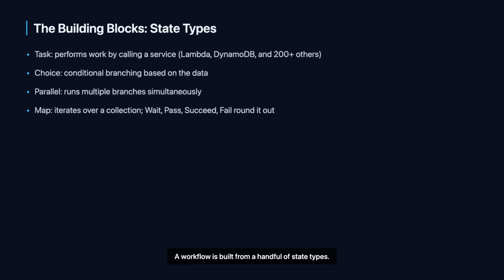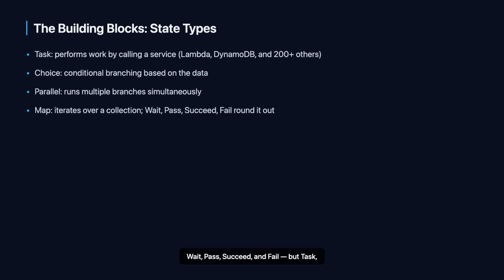A workflow is built from a handful of state types. The workhorse is the task state. It performs actual work by calling a service, like Lambda, DynamoDB, and more than 200 others. A choice state gives you conditional branching based on the data flowing through. A parallel state runs multiple branches at the same time. And a map state iterates over a collection, one item at a time. There are a few supporting states too.